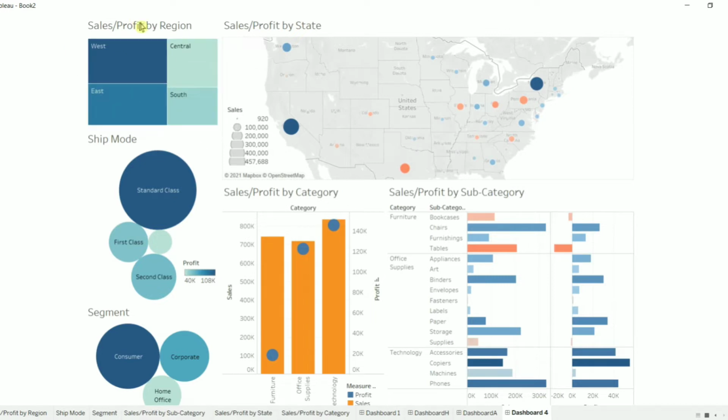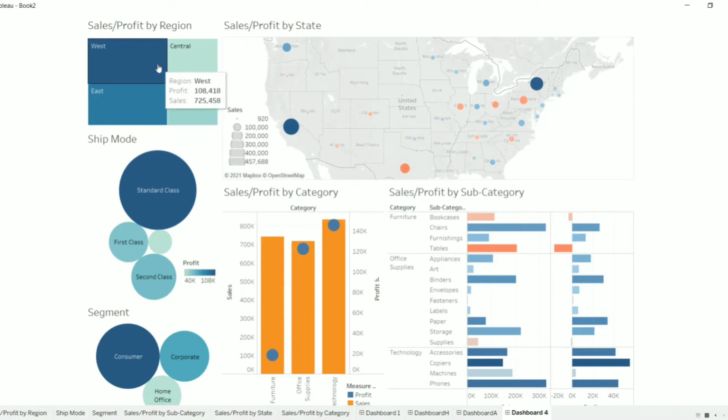So this one here displays the overall sales and profit by region. The size of the rectangle depicts the amount of sales. We can see that the size of West and East regions seems almost the same, but by hovering over it we can get a better insight. West has the highest amount of sales, which is 725,000, followed by East, which is 678,000, Central 501,000, and South 391,000.